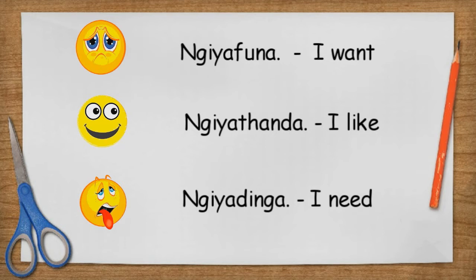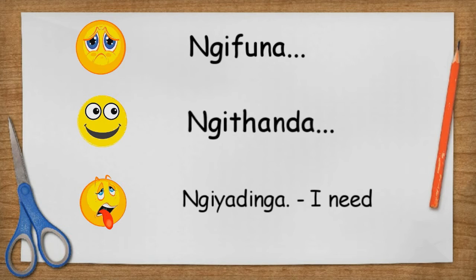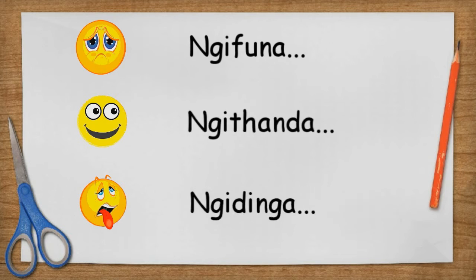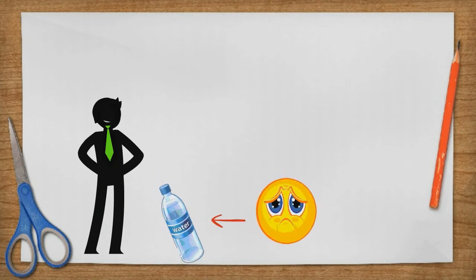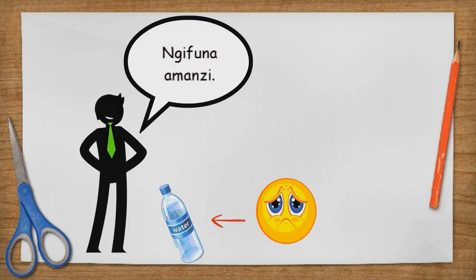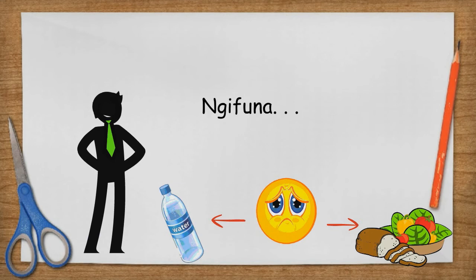But now we're going to build out the sentence. So we take away this ya and we just say ngifuna, ngithanda, and ngidinga. Abuti, how do we say I want water? Ngifuna amanzi. And how do we say I want food? Ngifuna ukudla.